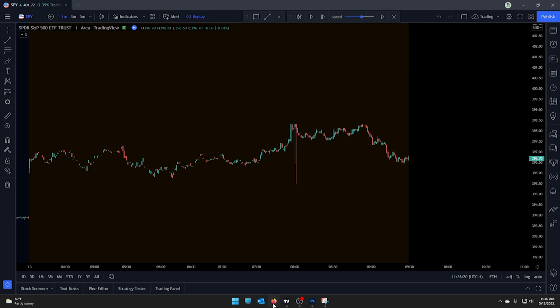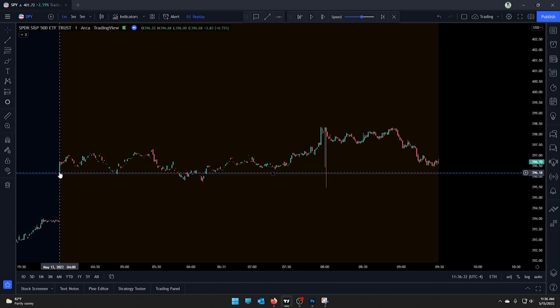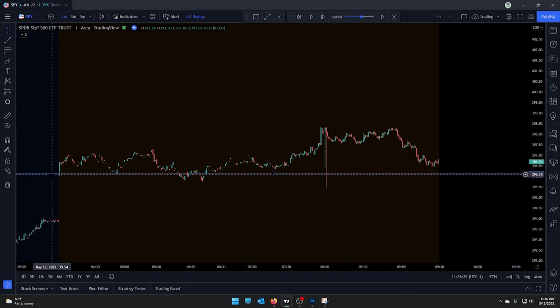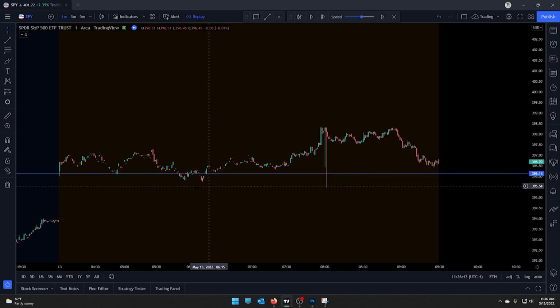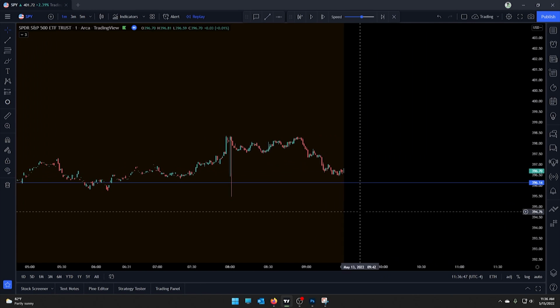Right off the bat, I plot my pre-market support and resistance lines. What I do in this case is I found a spot in pre-market where we bounced a few times or traded very tight to a specific area. In this case, we got one, two, three, four, I mean, there's four or five bounces off of this line. So I'm going to go ahead and chart that as my first line.